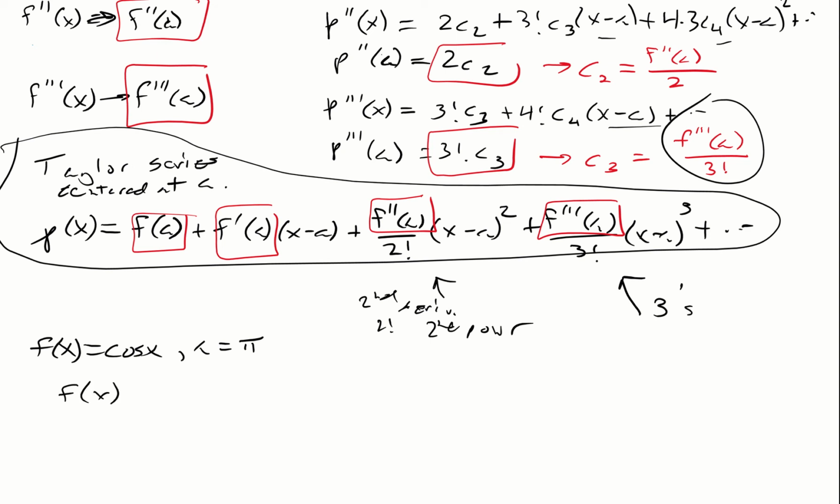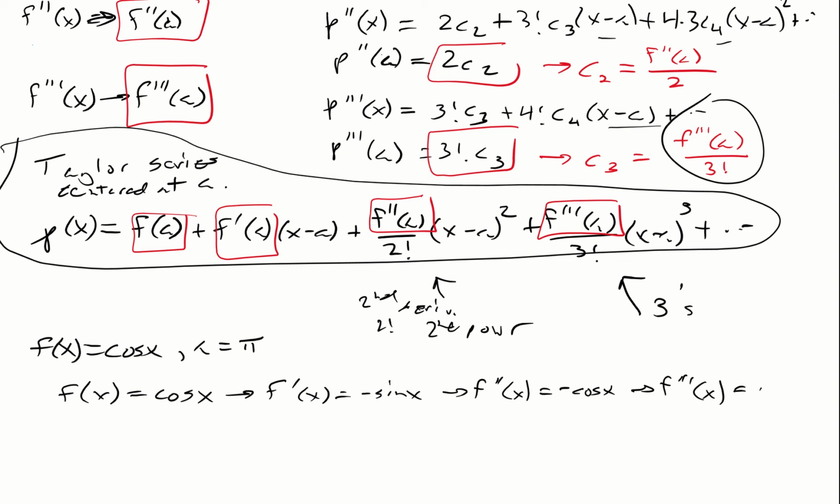We need to go f of x is cosine. F prime of x is, gosh, we've done this a bunch, huh? Minus sine. F double prime of x is minus cosine. And f triple prime of x is back to cosine again, isn't it? Oh, back goes to sine. I was in a hurry, wasn't I?